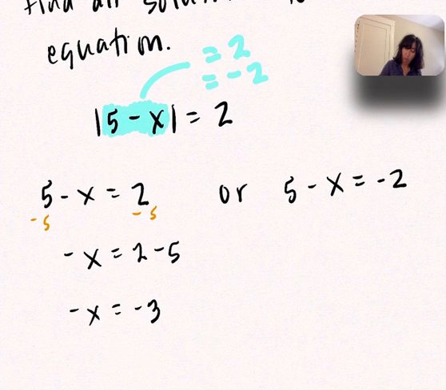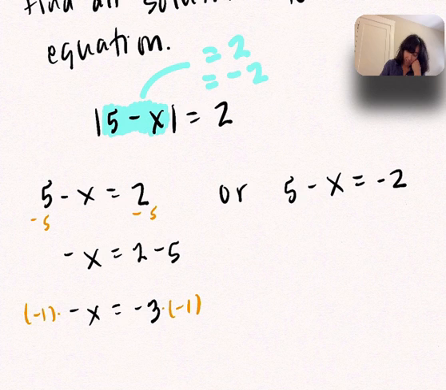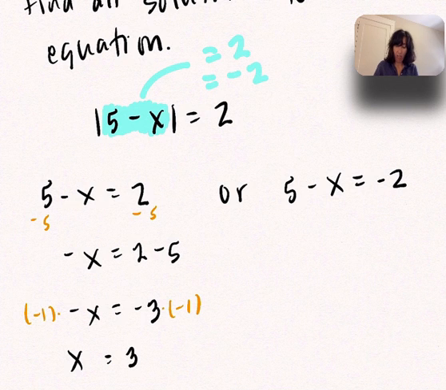And if we multiply both sides of this by negative 1, so I do times negative 1 here and times negative 1 here, we get positive x on the left is equal to 3. Now let's check on the right. So let's take a look over here. 5 minus x equals negative 2.